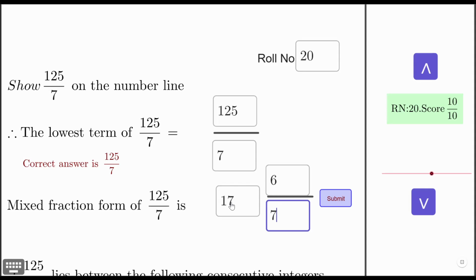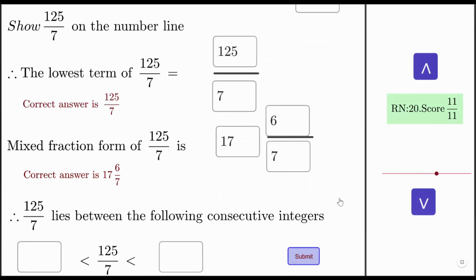7 sevens are 49. 9. 7 ones are 7 plus 4, that is 11. So 119 plus 6 is equal to 125. Press the submit button. So my answer is correct.